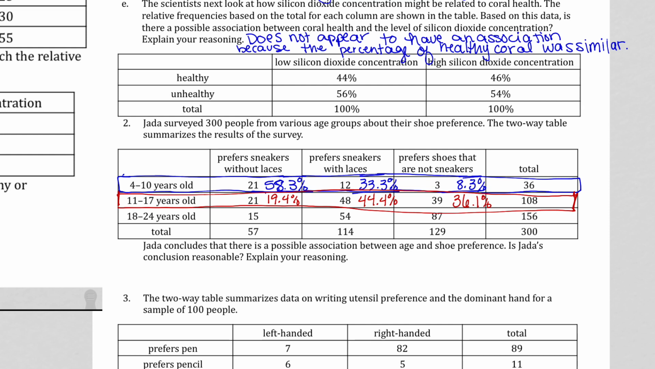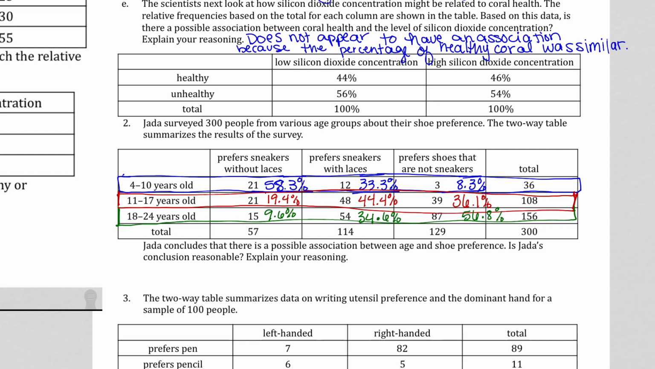All right, last one we're going to do is this one. So we have 15 divided by 156 is 9.6%. 54 divided by 156 is 34.6%. And 87 divided by 156 is 56%, 56.8%. We'll go with that.